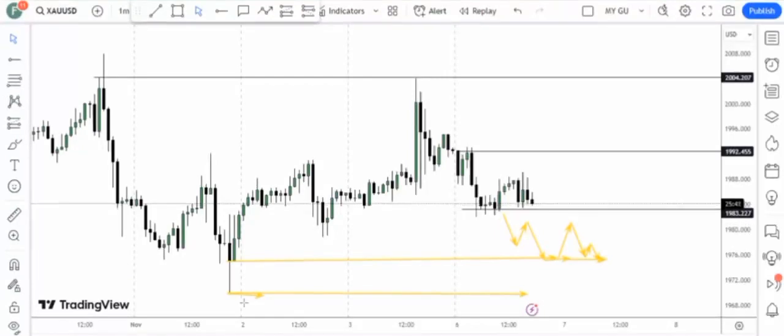After price has traded all the way down here, you have to understand that price is most likely going to find some rejection around this area, because that is a low, that is support that price needs to break before it continues to go lower.